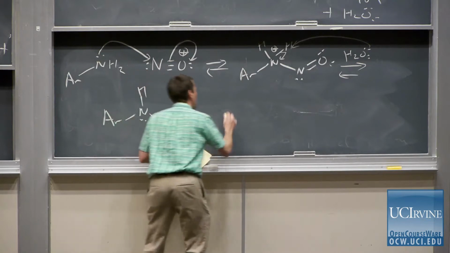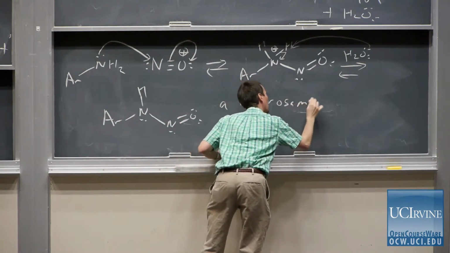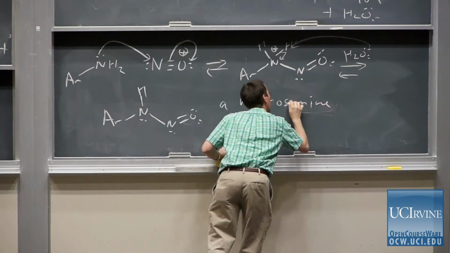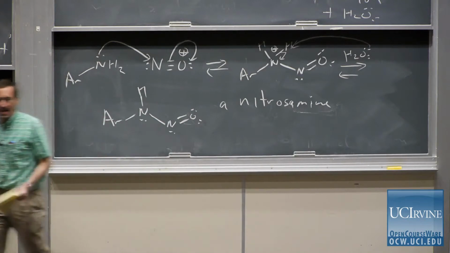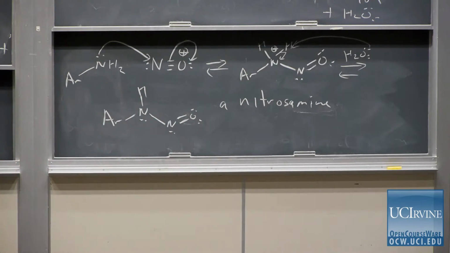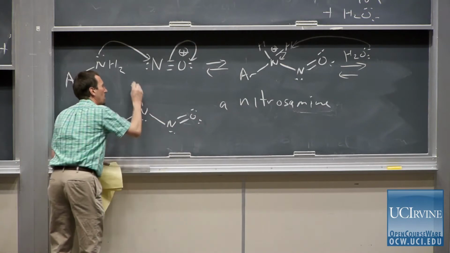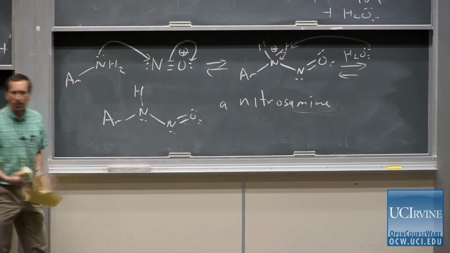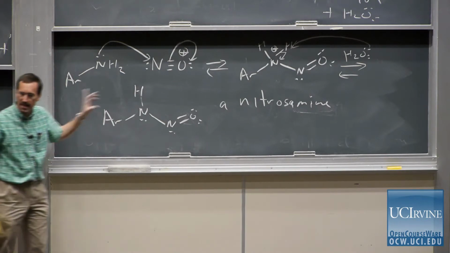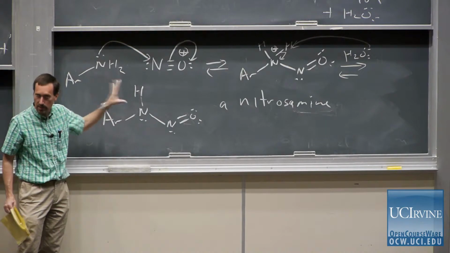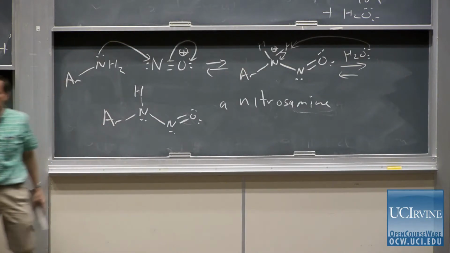We call this compound a nitrosamine. It's just an amine with a nitroso group on it, hence nitrosamine. Nitrosamines, when you have a hydrogen on them, when they're from primary amines, let me write this more clearly. When they're from primary amines, they're not stable and they tautomerize. But on the other hand, secondary amines give stable ones, and those are nasty compounds. They're nasty carcinogens. Question?